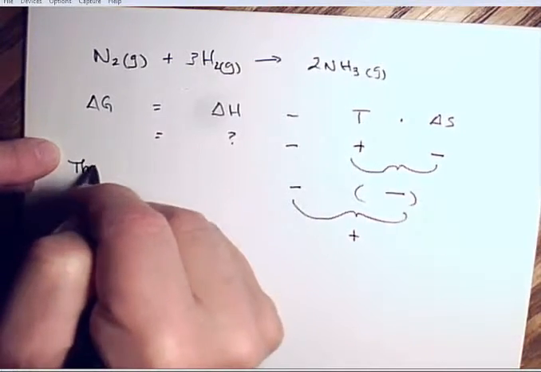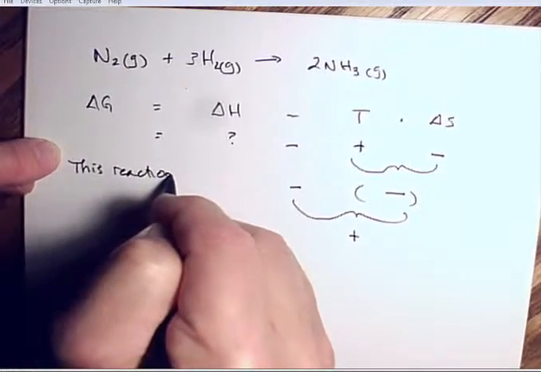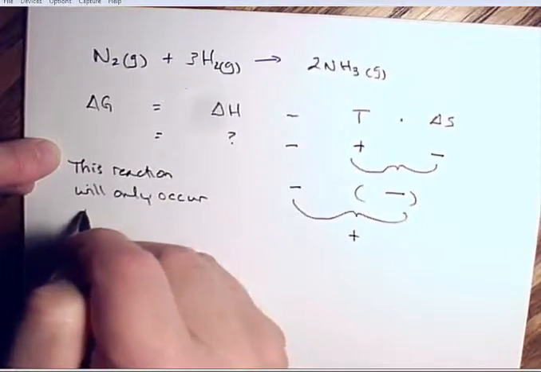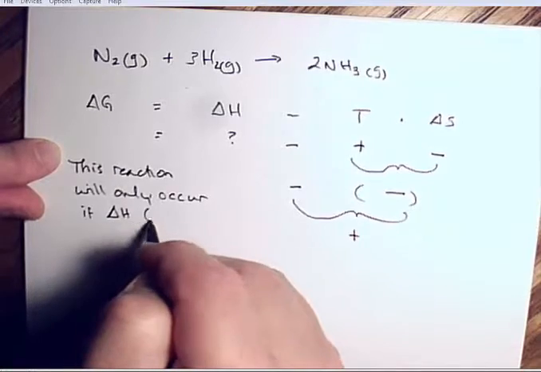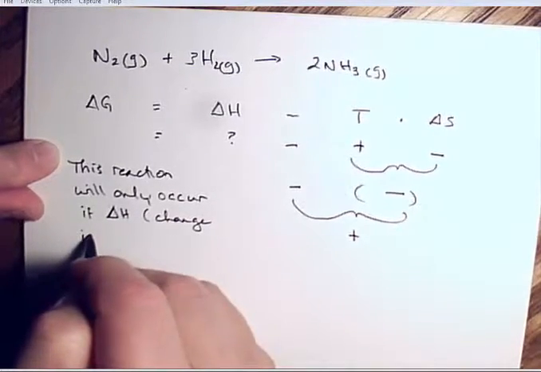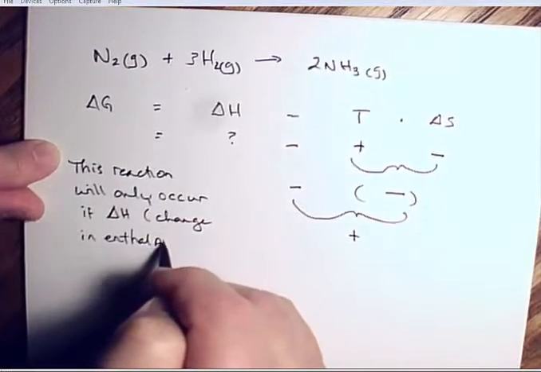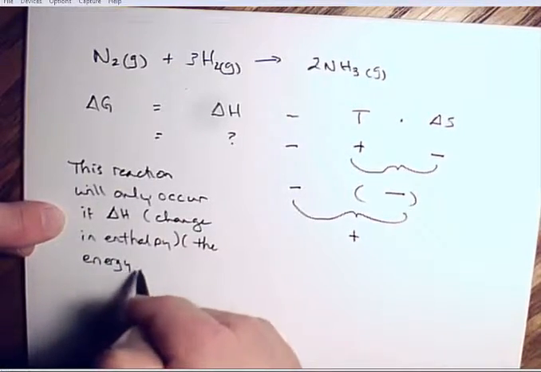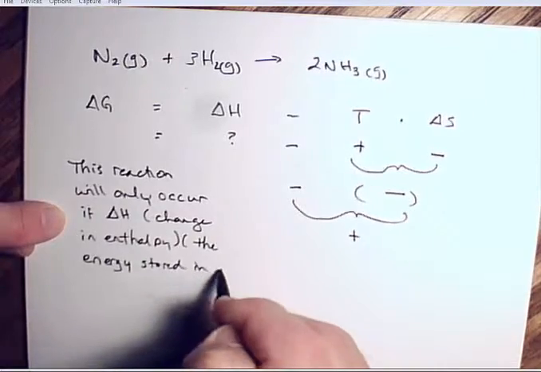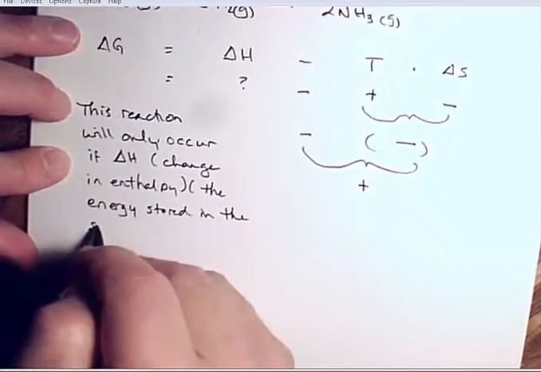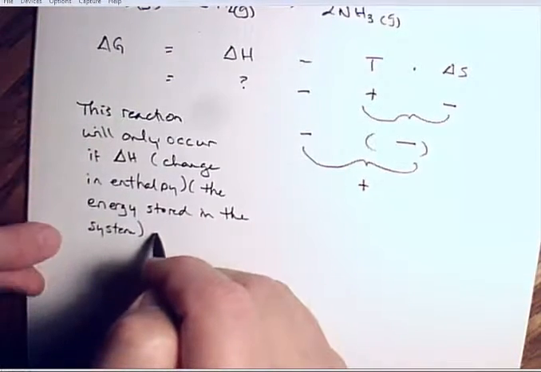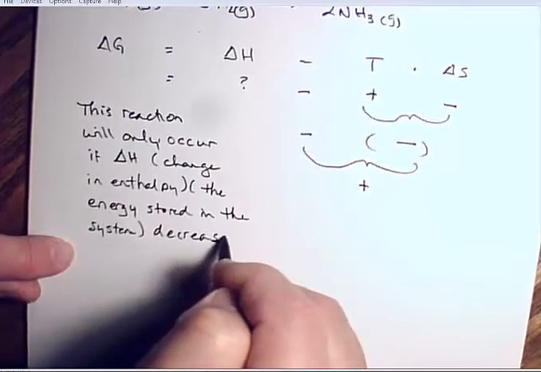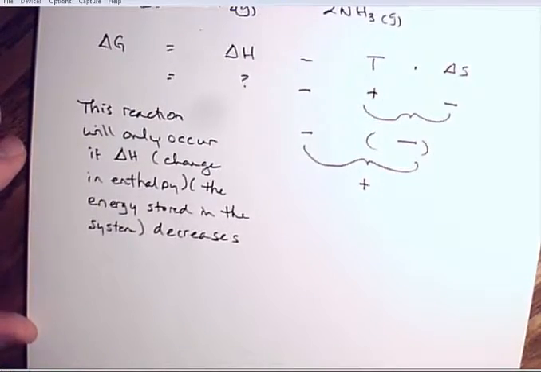Okay? So, this reaction will only occur if delta H could also say change in enthalpy. Or you could say the energy stored in the system because all these mean the same thing. You could say goes down or decreases. I'm going to use the word decreases, okay? Alright? Does that make sense?